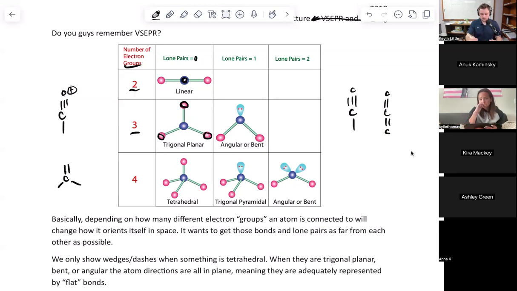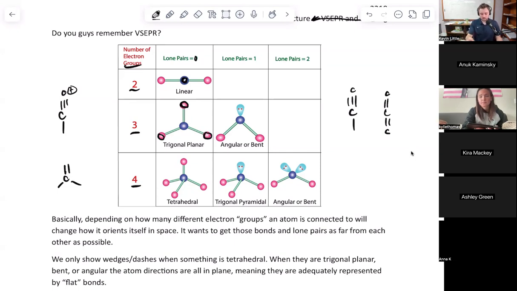So far, almost everything we deal with, number of electron groups is two or three. We're looking at something that's planar. We're looking at something that is flat on a page. We can represent it without a wedge or a dash, no issues whatsoever. But as soon as we get to four electron groups, we start to have to use a third dimension, because that's how these things try to orient themselves as far apart from each other in space. So once you get to four, the third dimension is useful. And that's when we start using wedges and dashes.